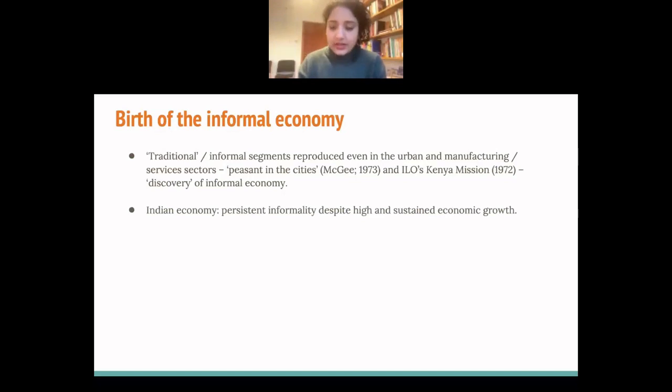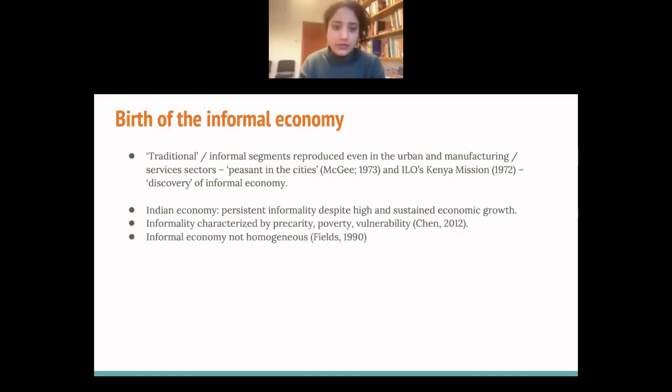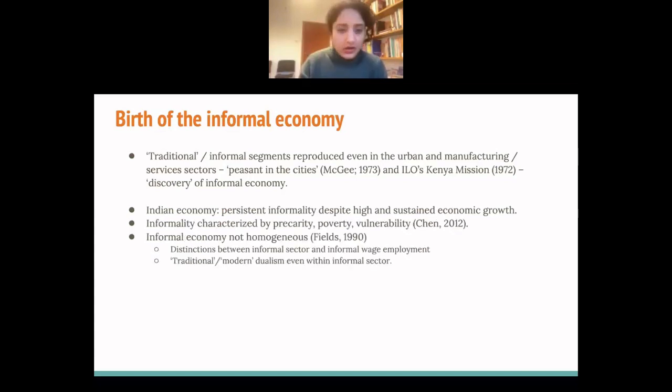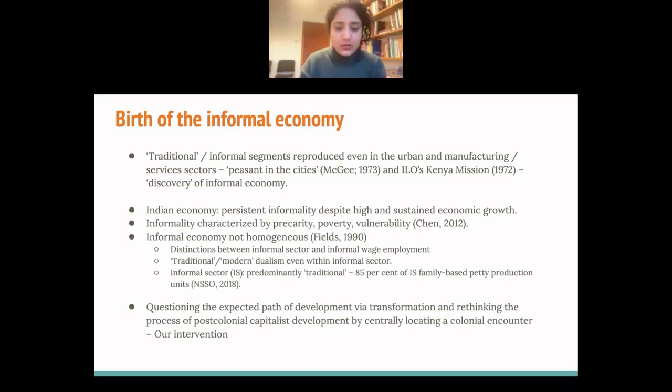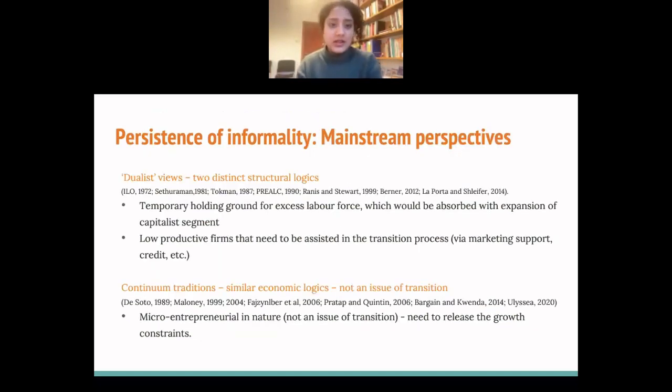So that's why the Indian economy becomes interesting: it has experienced this high, sustained economic growth, but with huge persistence of informality. I already talked about the heterogeneity in the informal sector, and I'm going to focus on this to try to understand what could be an alternative way in which this development process is unfolding in these countries. So that's why the informal economy, and that's where it intervenes.